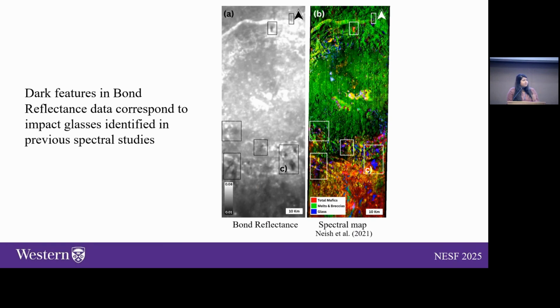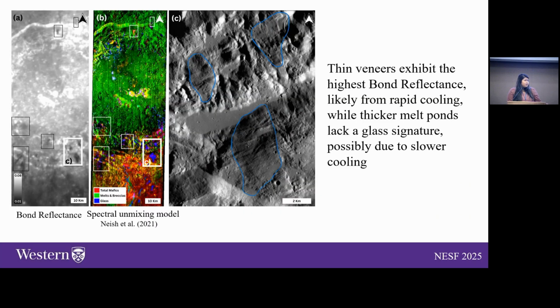And so again, this is Copernicus crater, and on the right is a spectral map that was created by Nish et al. in 2022 of the same region. And on the left, we have a bond reflectance map, again, of Copernicus crater. And when we compare these two regions, we see that there are some spots of low reflectance in the bond reflectance map, which seem to match with the blue areas in the spectral map, which correspond to glass. And when we look at one of these patches in greater detail, we see that this low reflectance and these blue areas correspond to regions of uneven terrain that have melt veneers in them.